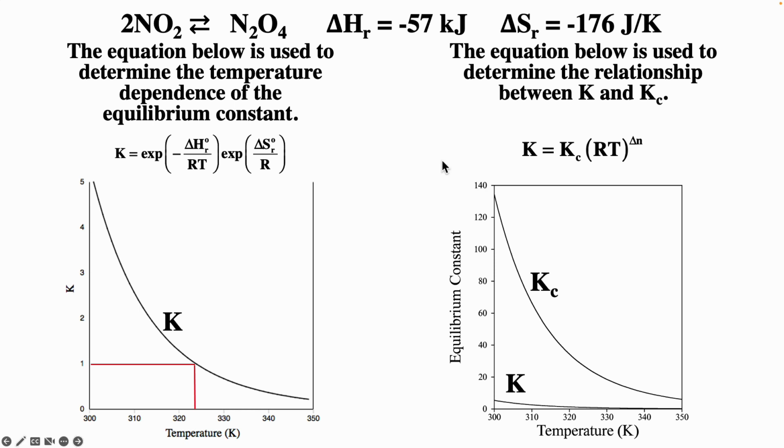Remember that K equals K sub C times RT to delta n. And because we have a different number of gas particles, products, reactants, we have 2 gas particles reactants, 1 gas particle product, K will not equal K sub C. K equals K sub C only when you have the same number of gas particles, products, and reactants.